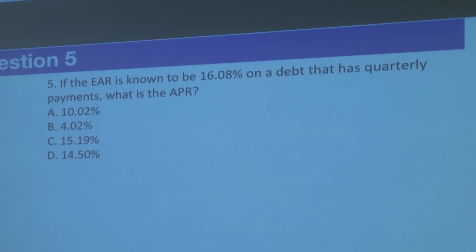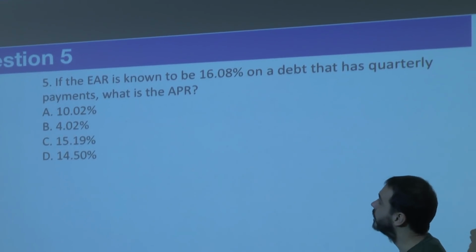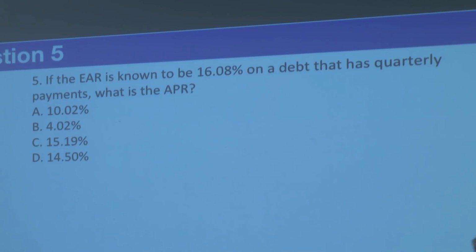Okay. But this question says the EAR is known to be 16.08% on a debt that has quarterly payments. What is the APR? How do I do this? I know how to do it on a calculator. Okay, how do you do it on the calculator? You hit second, and number 2, it says ICONV.